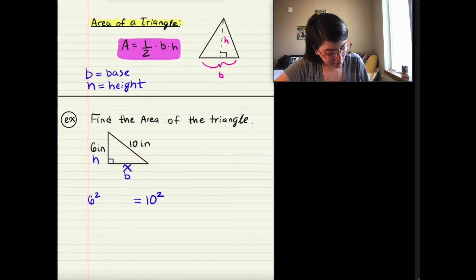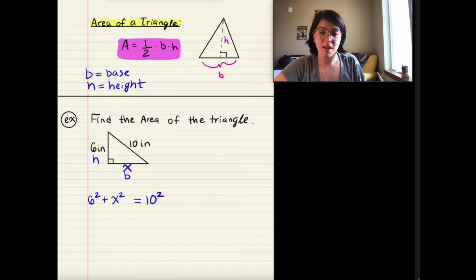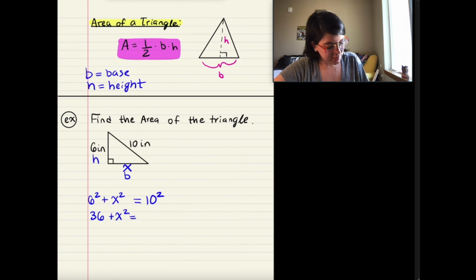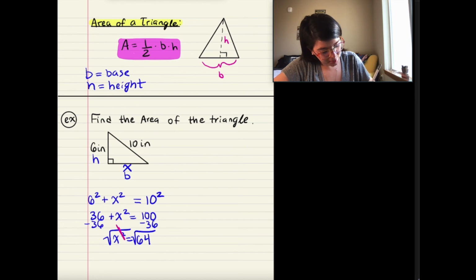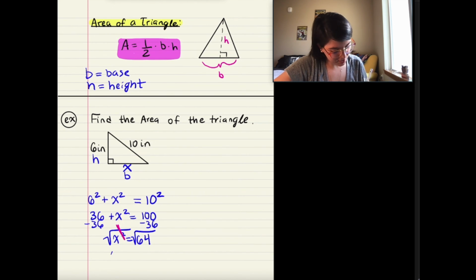So we have 6 squared plus x squared. Then we just have to solve for x. So 6 squared is 36 plus x squared equals 10 squared, which is 100. So we have plus 36, so we have to do inverse operations. Subtract 36. So we have x squared equals 100 minus 36, which is 64. And then to cancel out our squared, we have to take the square root. And so our square root and our squared cancel, and we just have x.